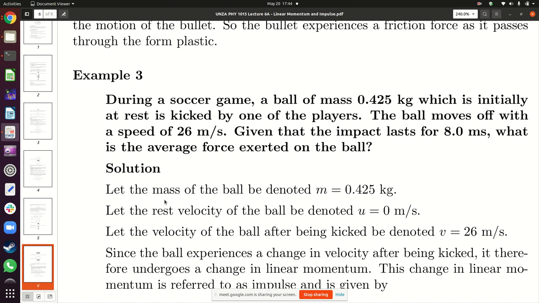So you have a ball, and your ball has got air in it. It has got a certain amount of mass, slightly less than half a kg. This ball was at rest, meaning that its initial velocity was 0 meters per second. Here it says the ball was at rest.